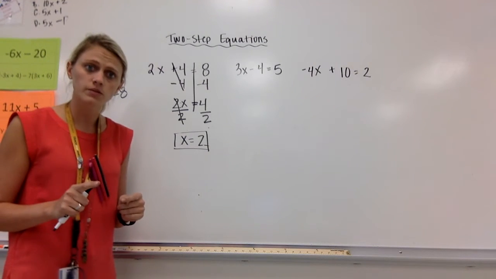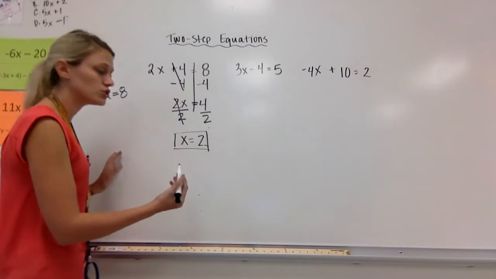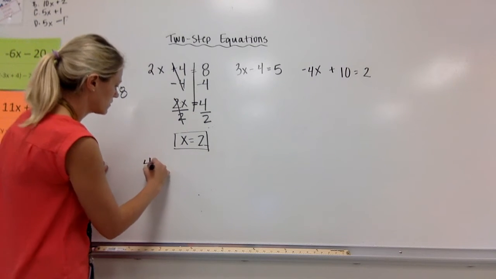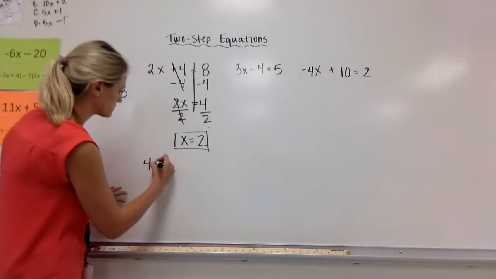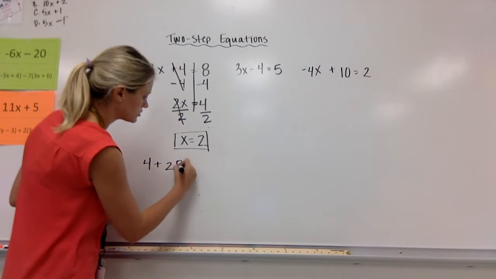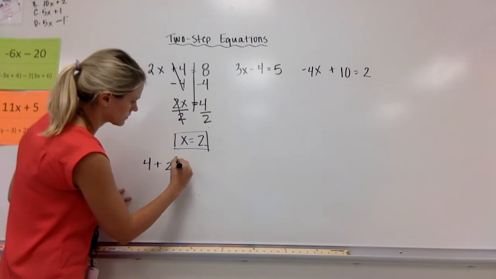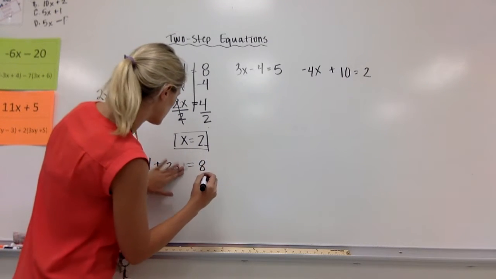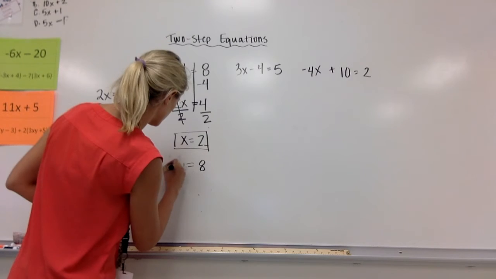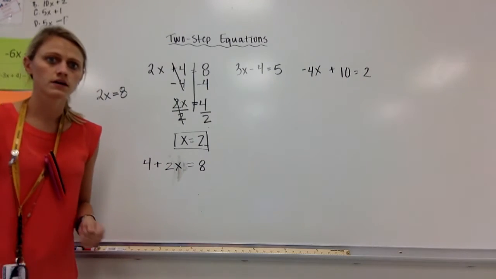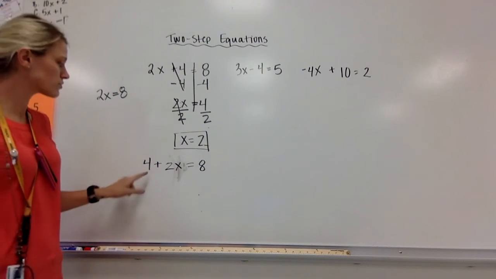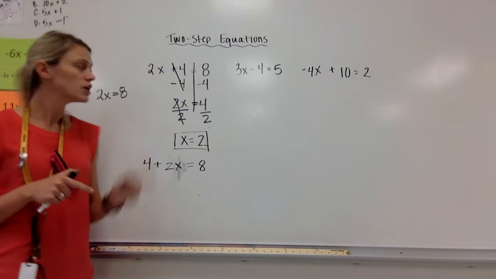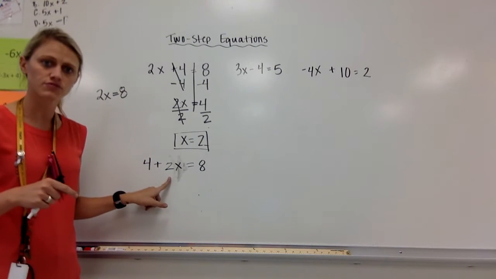One thing I want to mention about this, what if I had given you, instead of 2x plus 4, what if I had given you 4 plus 2x equals 8? Okay? So instead of 2x plus 4, I just wrote it as 4 plus 2x. I just switched the terms. Notice they're both still positive.